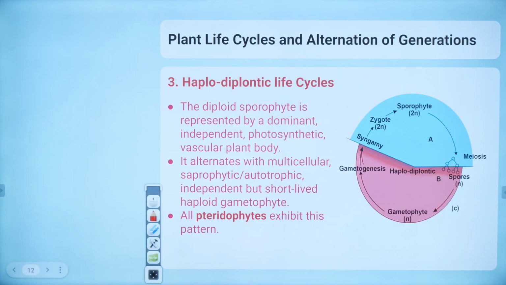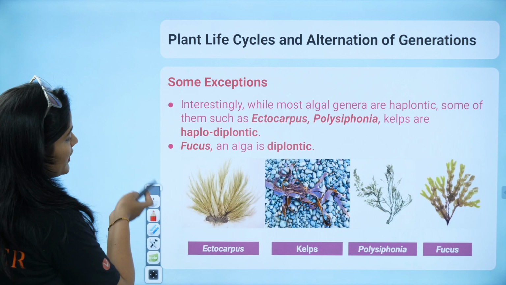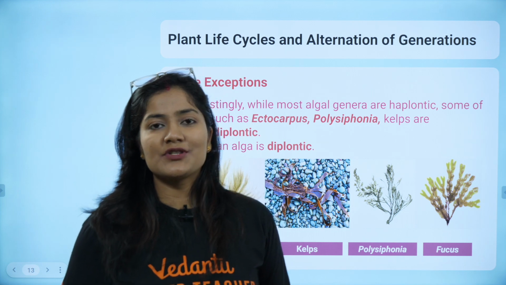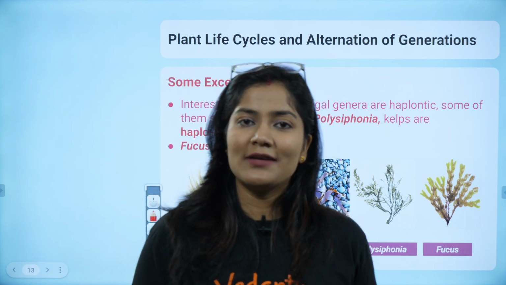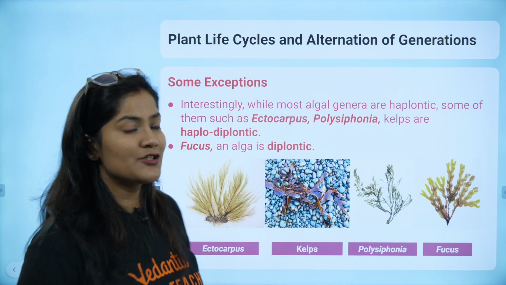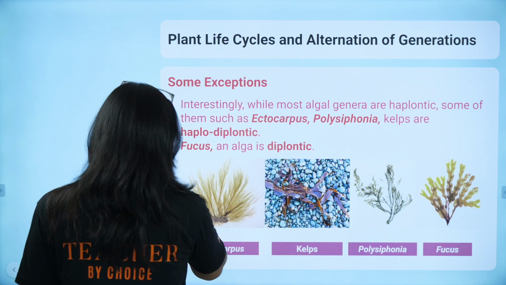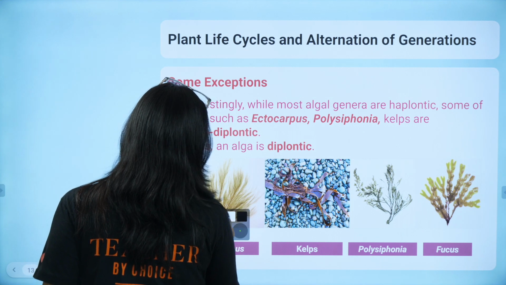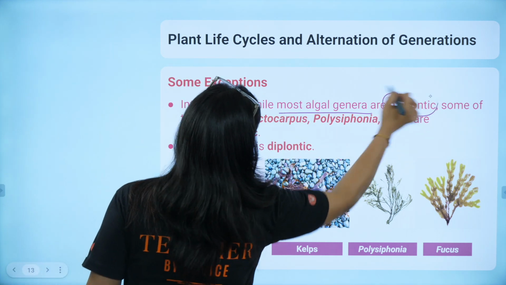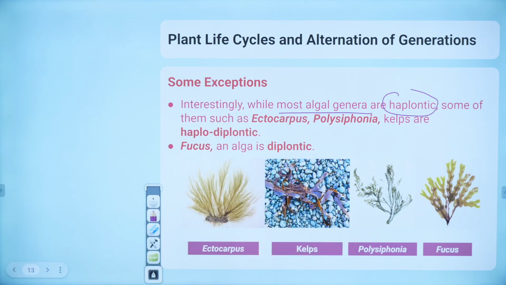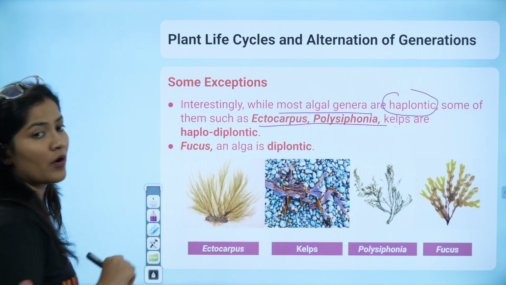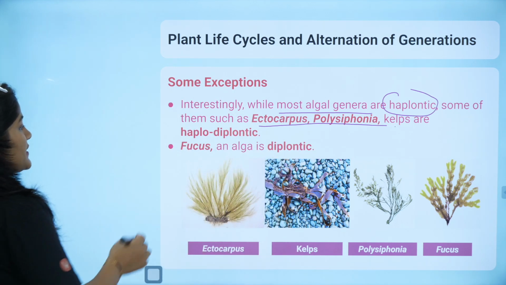The next one is the haplodiplontic life cycle shown by pteridophytes and bryophytes. Now there are some exceptions to the life cycle. We know that algae mainly represent the haplontic phase, but some algae represent other types of life cycle. So the exceptions are in front of you. Interestingly, while most algae are haplontic, some of them such as Ectocarpus, Polysiphonia and the kelps are haplodiplontic, and Fucus is diplontic.